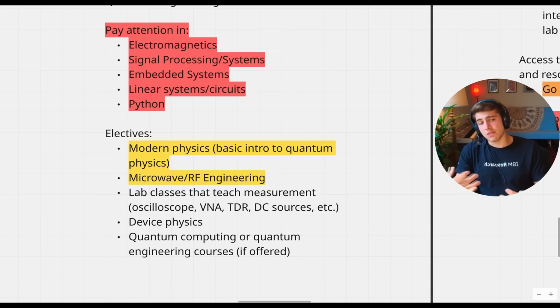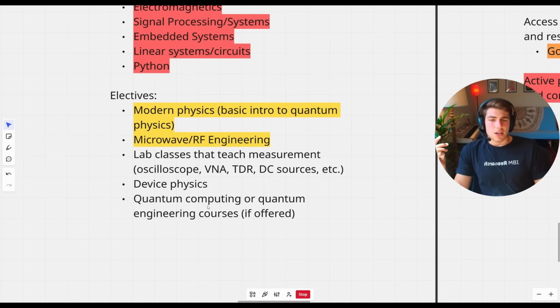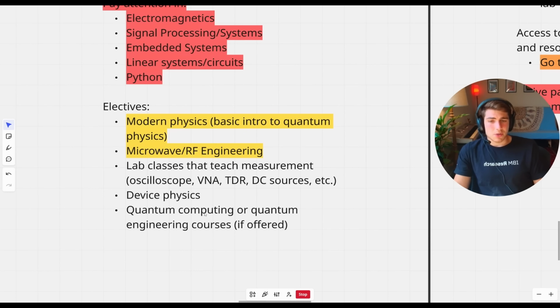And so if you understand device physics, you'll be able to understand how circuitry works in general. So in general, if you have the chance to take electives, and the university offers quantum computing courses, take the quantum computing course, take the quantum engineering course.